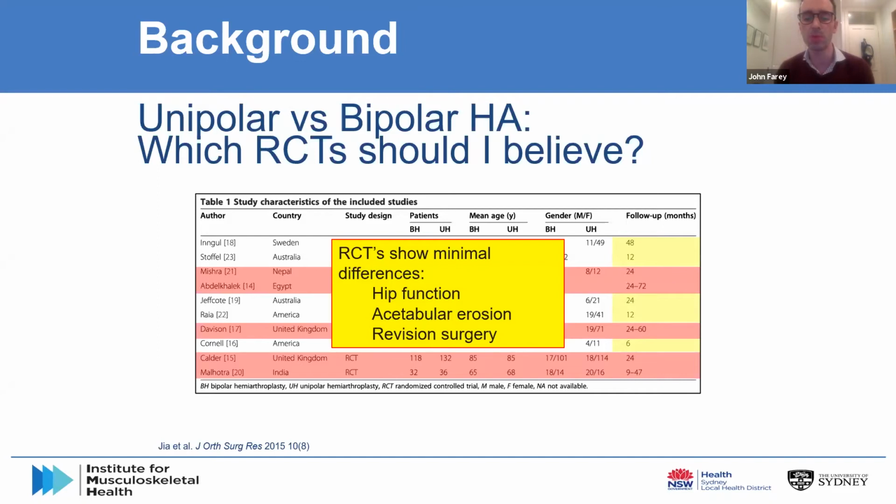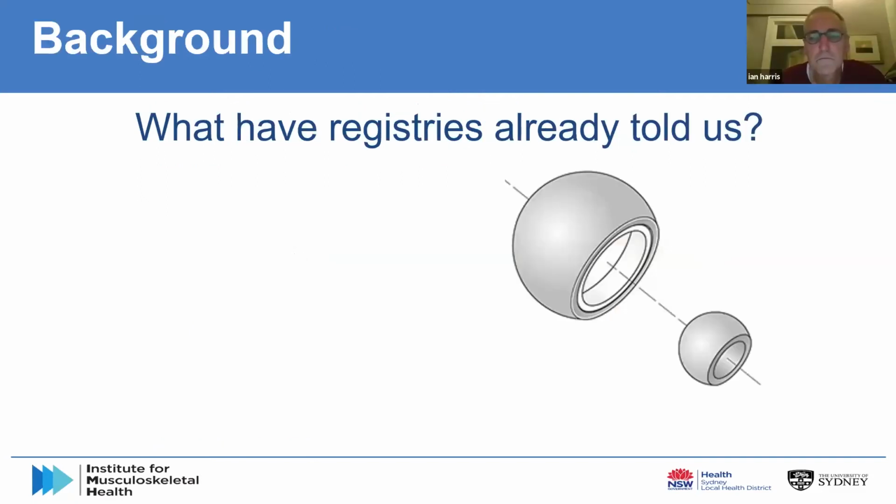But when you look at all the meta-analyses, and this is probably the highest quality one, they show us that there's really no difference in terms of hip function, acetabular erosion, or revision surgery, but you're not quite confident on how good those estimates are when they combine a whole different series of operations and prostheses. So what have registries already told us about hemiarthroplasties?